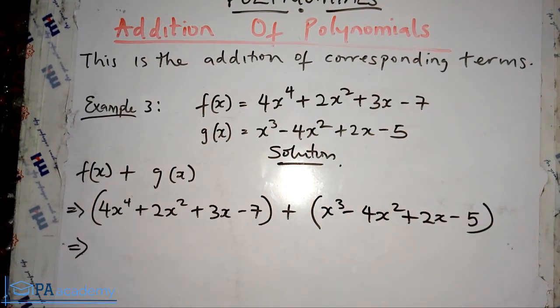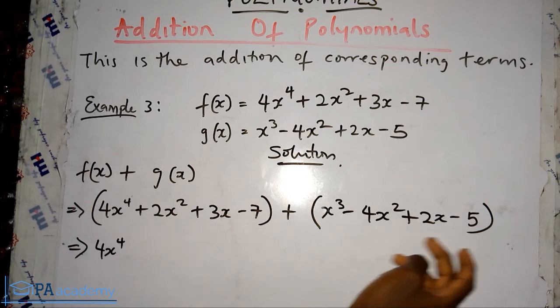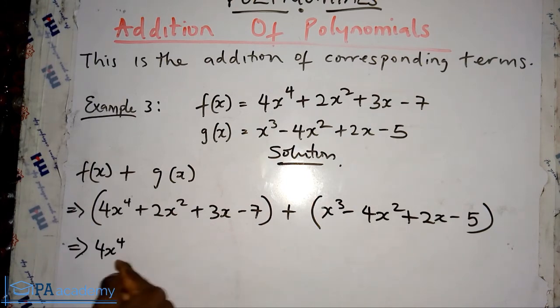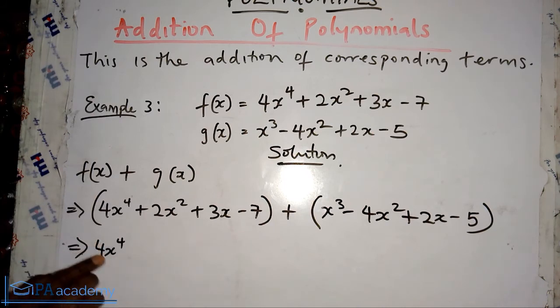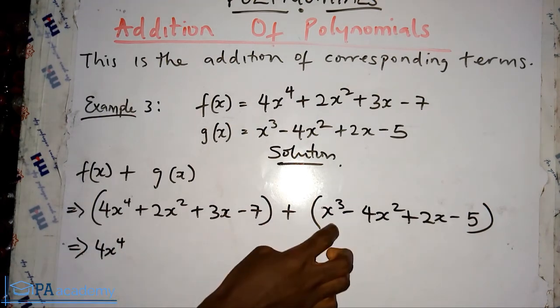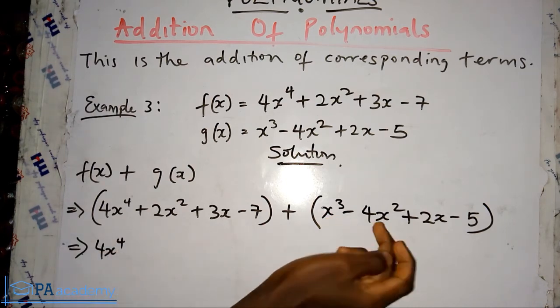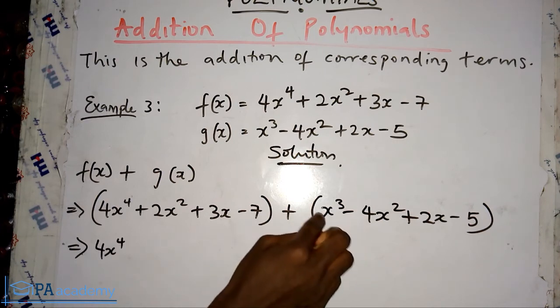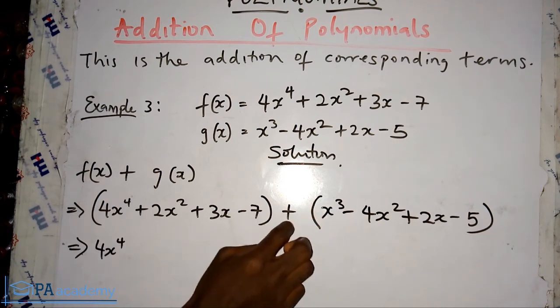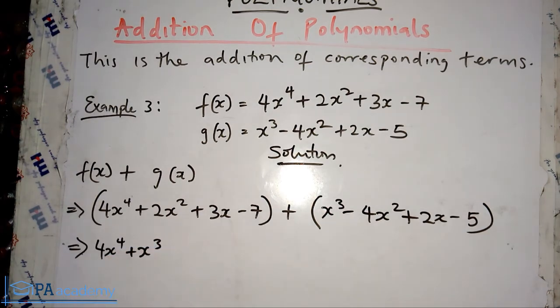So now let's bring the corresponding terms together. To start with, that will be 4x raised to power 4. If you look at it, on the part of g of x, we don't have any term to the power of 4. So that means this 4x raised to power 4 will just come back and stand alone. Now we can go to the next term, which is to the power of 3. On this part, we don't have any value to the power of 3, but we have it here, that is x raised to power 3. Since it's still positive, we can bring it here as plus x raised to power 3.